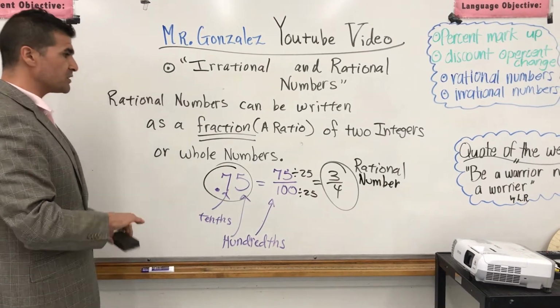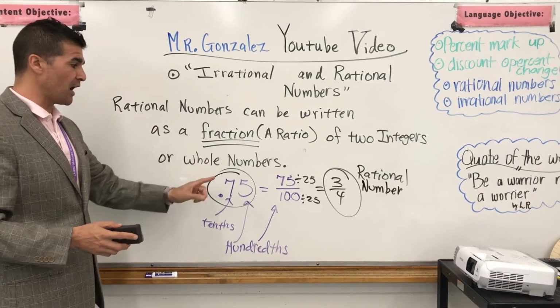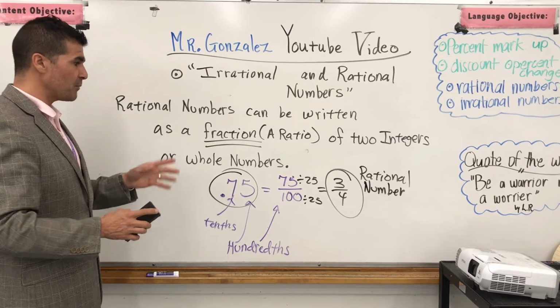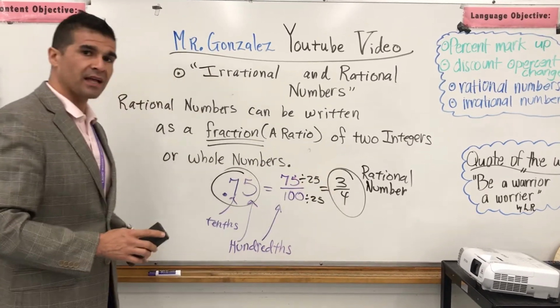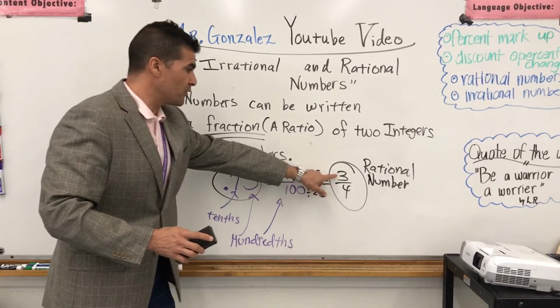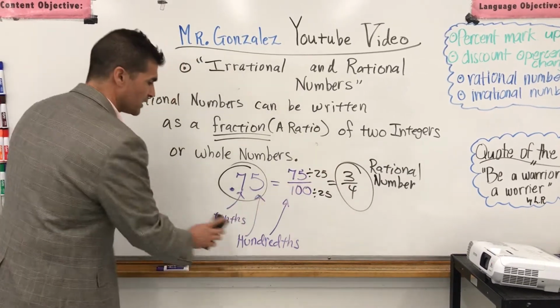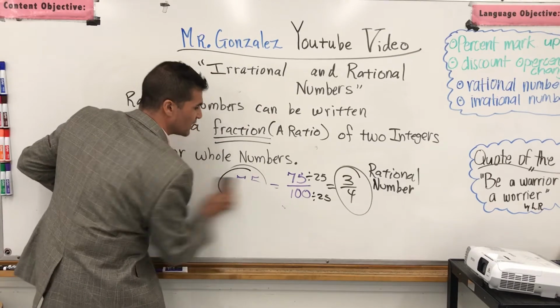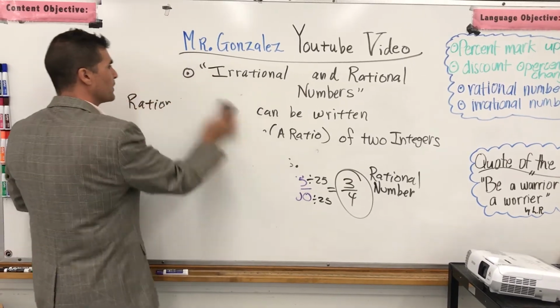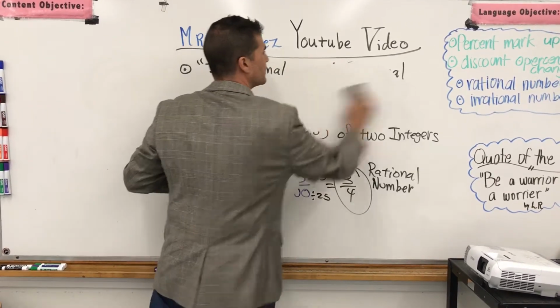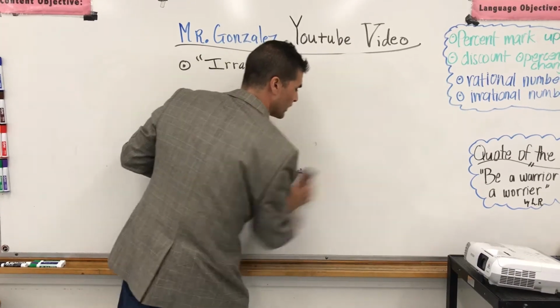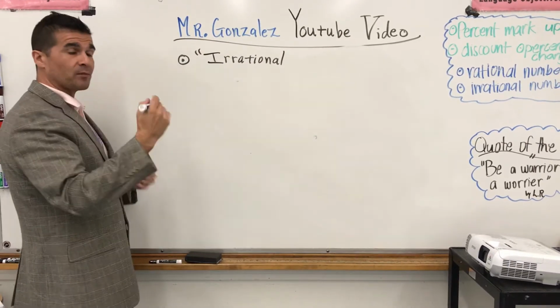Now, I want you guys to know that there's a lot of numbers that are not rational numbers. That means you cannot write them as two numbers. The numerator and the denominator are not whole numbers. Let me give you guys some examples of irrational numbers. So, irrational numbers are numbers that can't be written as whole numbers. Here's what I'm talking about.